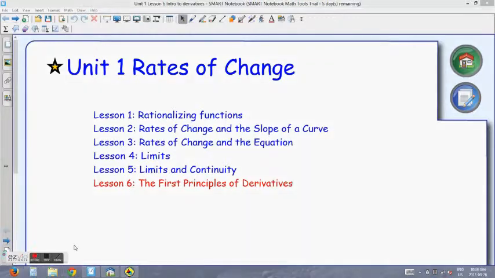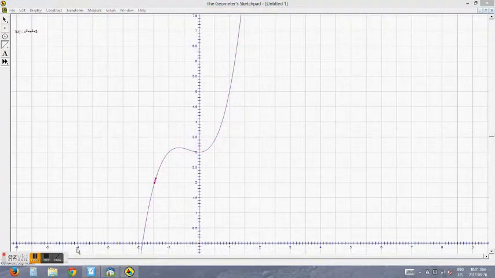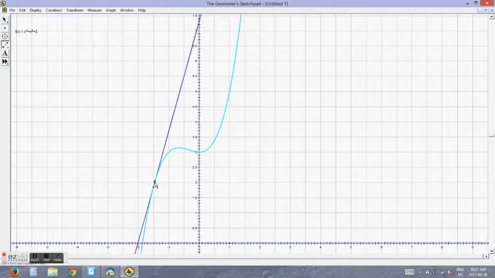Differentiation is the process by which you will be determining the derivative of a function. Now, what exactly is a derivative of a function? Let's take, for instance, this curve. Let's say I was to draw a tangent on this curve at a specific point, and we know that the slope of the tangent represents the instantaneous rate of change at that point.